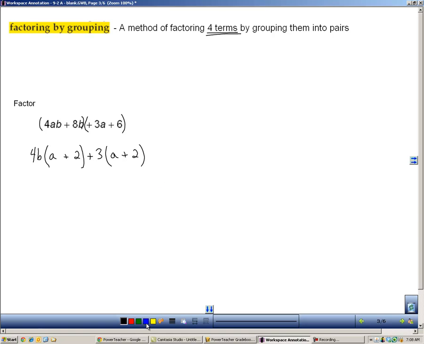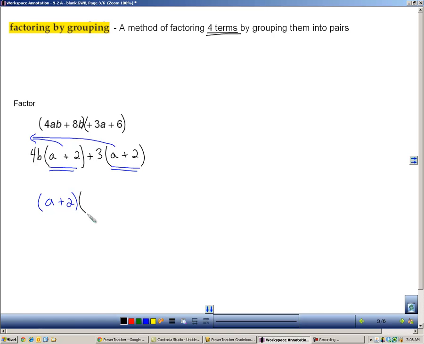Now the key with factoring is realizing that these two binomials have to match. If they don't match, then you're going to have to do something to make them match, because they have to match if we're going to use this grouping method. Now because they match, this becomes my new GCF. That means I take both of those and I pull them out to the front. So that means I'm going to factor out an a plus 2.